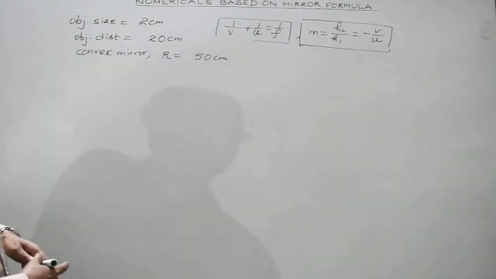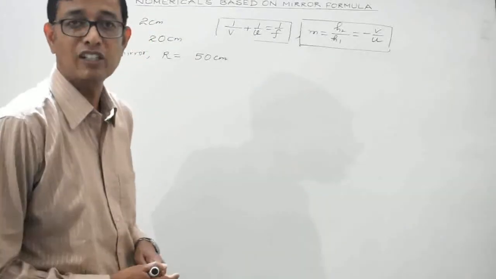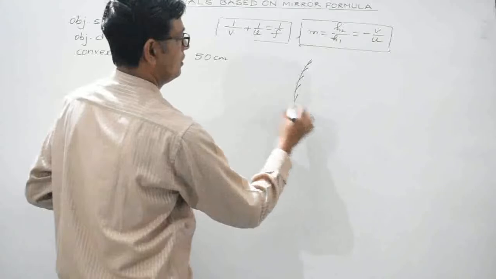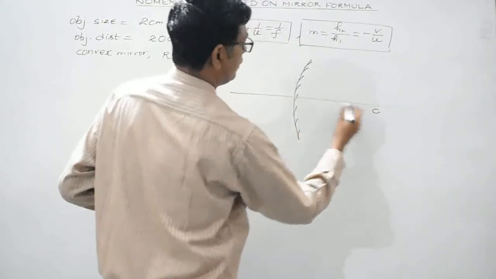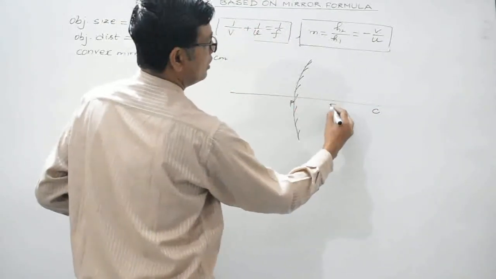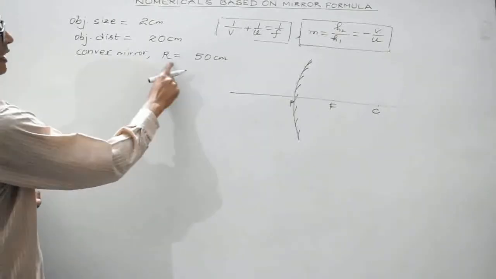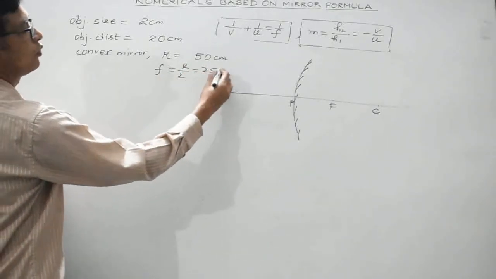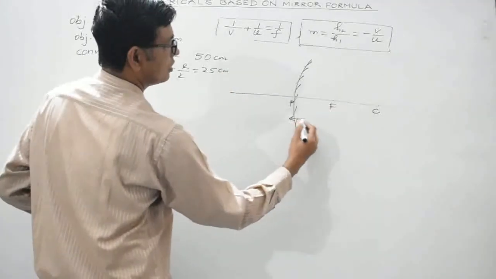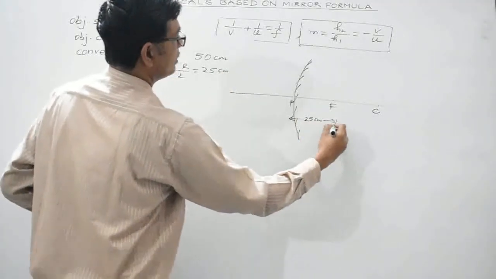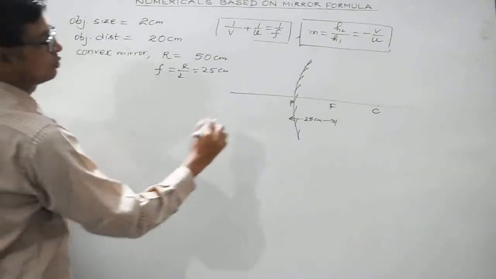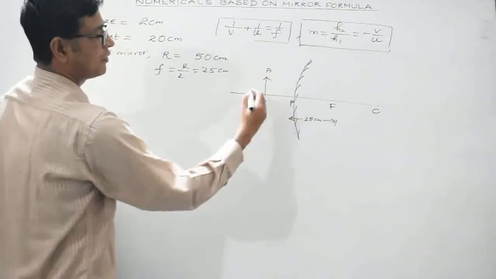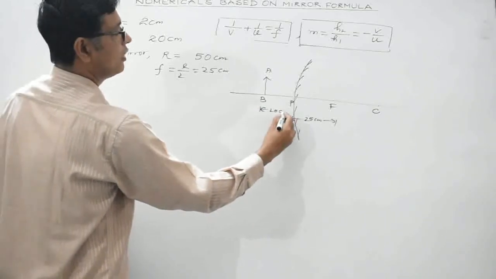Again students, let's make use of our theoretical knowledge. This is a convex mirror. This is the center of curvature. This is the pole, and the midpoint is the focus. Now look, the radius of curvature is 50, so the focal length is R by 2, which is 25 centimeter. The object distance is 20, so the object is placed somewhere over here, in front of the mirror. This is 20 centimeter.